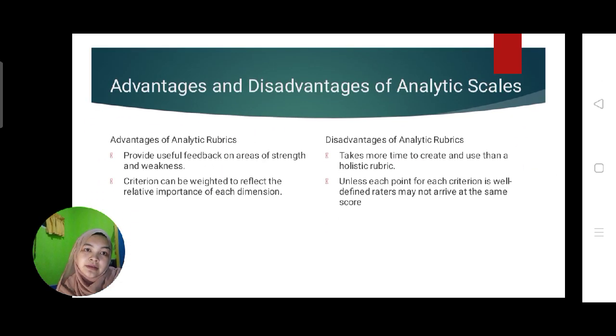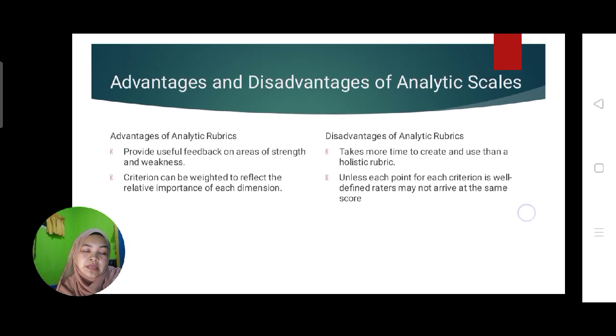Okay, here I show you the advantages and disadvantages of analytic scales. We're going to look at the advantages of analytic rubrics. The first is that they provide useful feedback on areas of strengths and weakness. And the second is that criteria can be weighted to reflect the relative importance of each dimension.